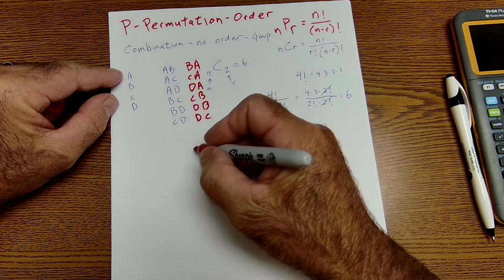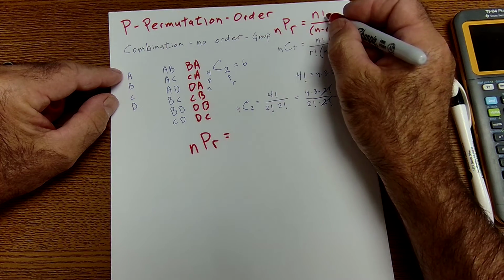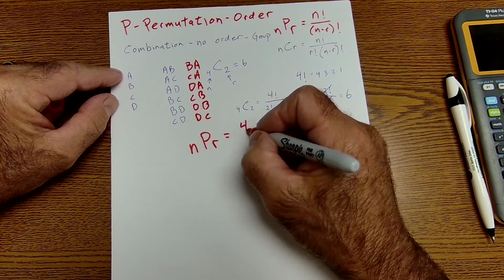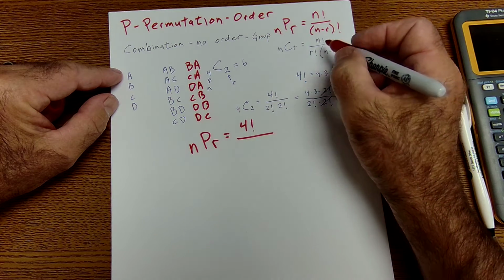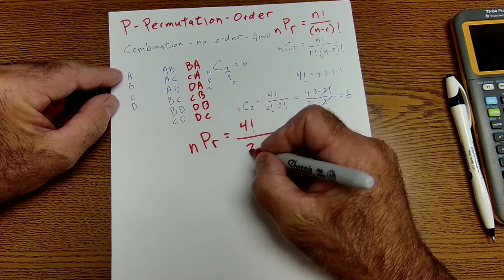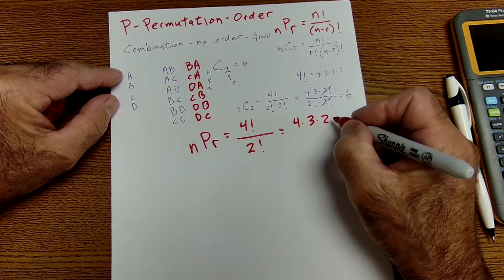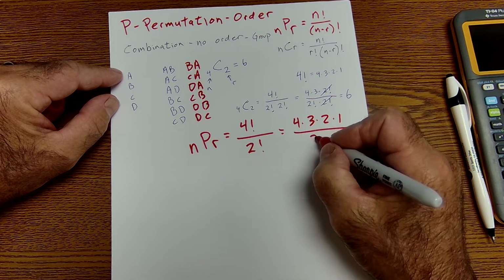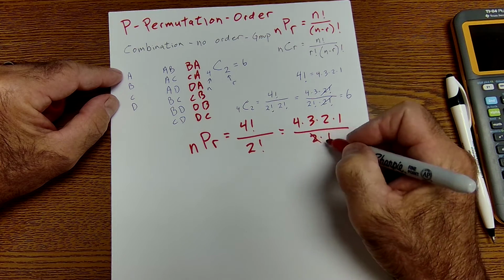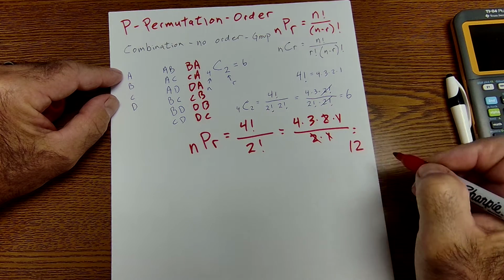Let's use the equation. nPr would equal n factorial. I still have that 4 factorial divided by n minus r factorial. 4 minus 2, 2 factorial. Is equal to 4 times 3 times 2 times 1, over 2 times 1. Those would cancel, and the answer would be 12.